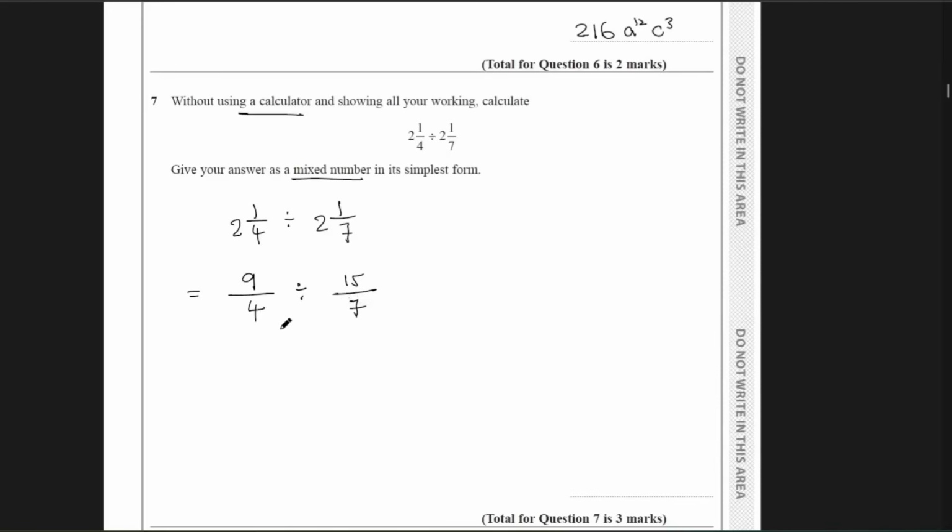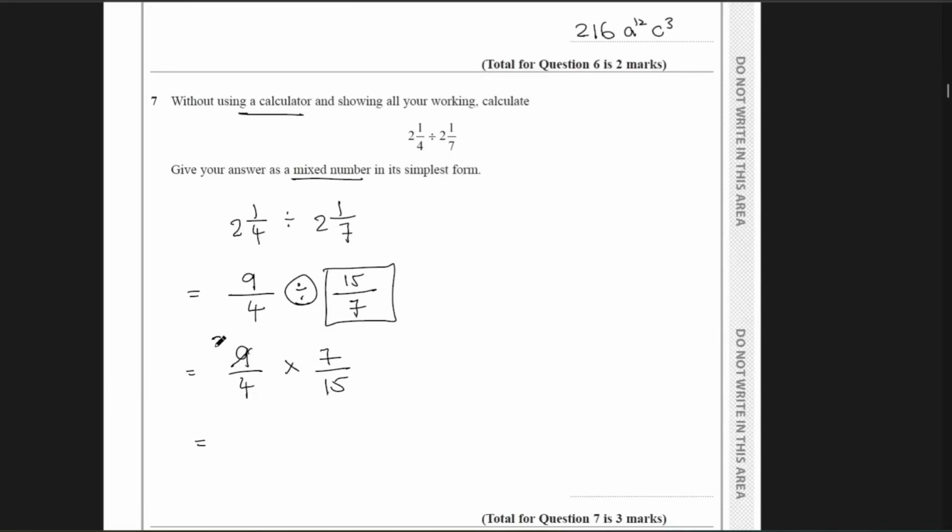So what's next? We need to do the division. We can change the division sign to multiplication sign. And whenever we do that, the following fraction needs to be flipped. So this becomes 9 over 4 times 7 over 15. We need to take the reciprocal of the following fraction once we convert from division sign to multiplication sign. Now we can solve this.